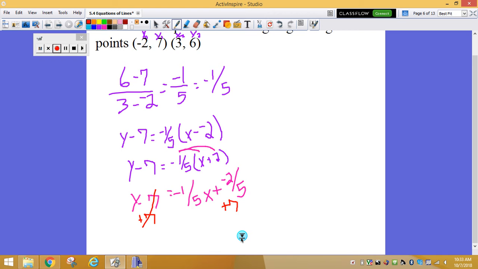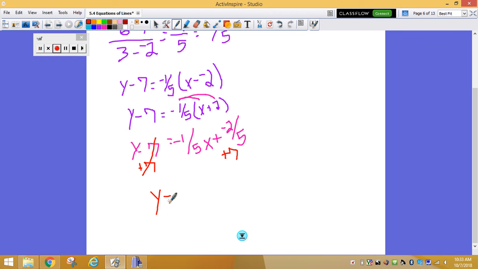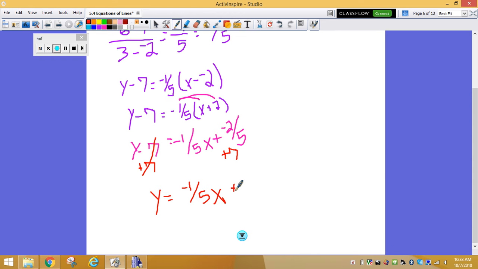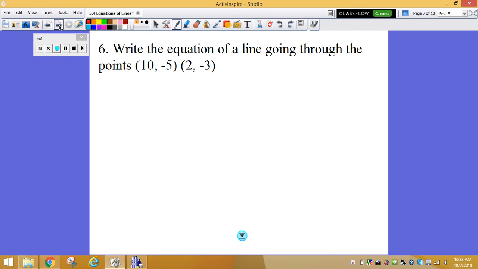Now this I do not know. I got to do this in my calculator. So I got y equals negative 1/5 x. In my calculator I have a negative 2/5 and then plus 7. 6.6. I'd like to change it to fractions. So I got a positive, what was it? 33 over 5. Right, so that's slope-intercept form. I'm not going to do another one of these.